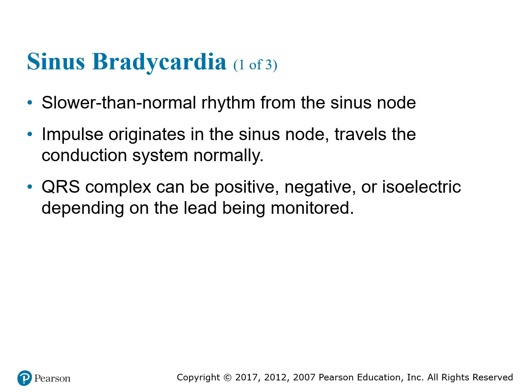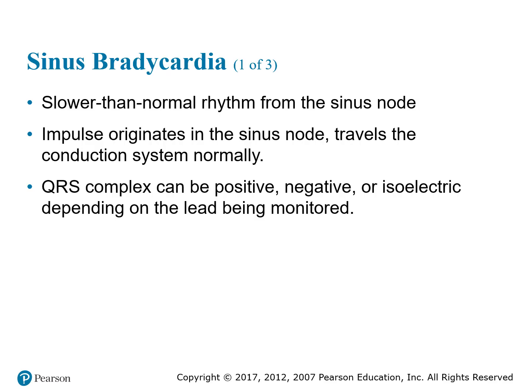So sinus bradycardia, C-A-R-D-I-A, means a slow heart rate. That means any rate less than 60. It's a slower than normal rhythm from the sinus node. The impulse originates from the sinus node and travels through the conduction system normally. Everything's flowing like it's supposed to. The conduction is not an issue. It's just that, for whatever reason, the sinus node is sending out impulses at less than 60 beats a minute.